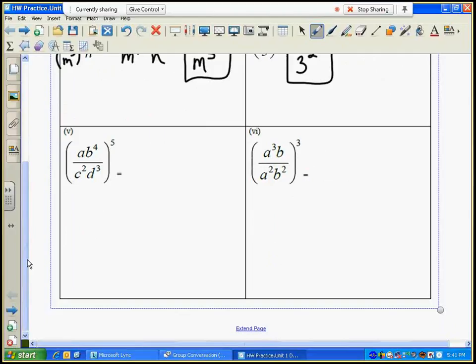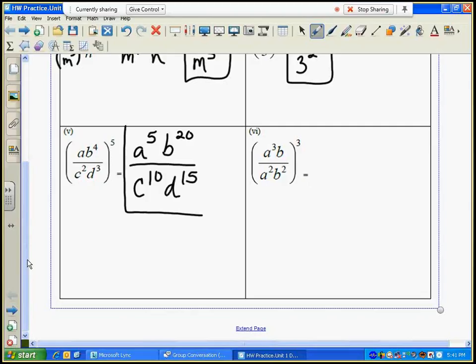As you look inside those parentheses, you can see here that there's nothing inside there that can be simplified. The a, b, and the c, and the d are all different. So I'm going to go ahead and resort to the exponents and take everything in there to the 5th power. So you have a to the 5th. You have b to the 4th to the 5th, so that means you're going to have a power of a power. You multiply. C to the 2nd to the 5th is the 10th, and then d to the 3rd to the 5th is d to the 15th. Simplified expression.